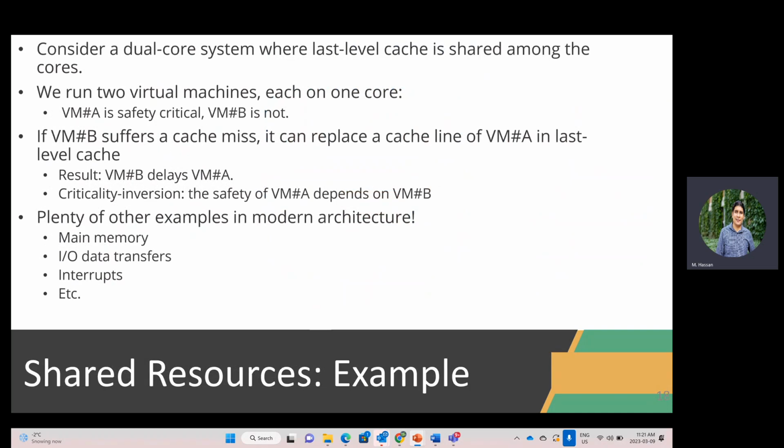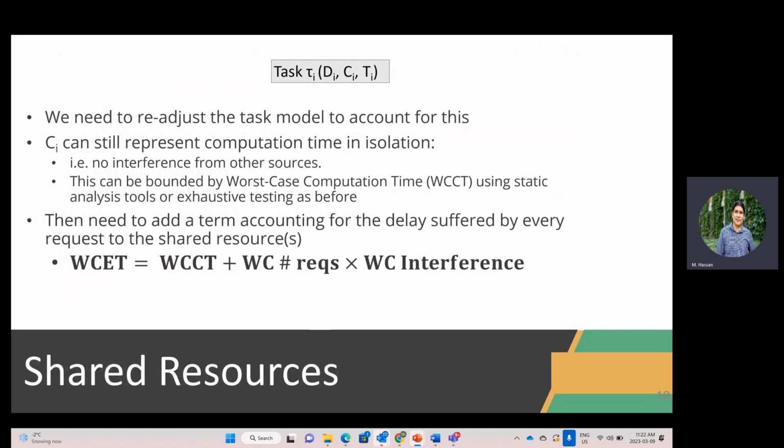Given that you don't have a question, I hope I convinced you that having shared resources in a multi-core system complicates the analysis a lot, so we have to account for it. We already took the example of a shared cache. There's also shared main memory, shared I/O, interrupts, etc. So many critical sections or shared resources they can have.